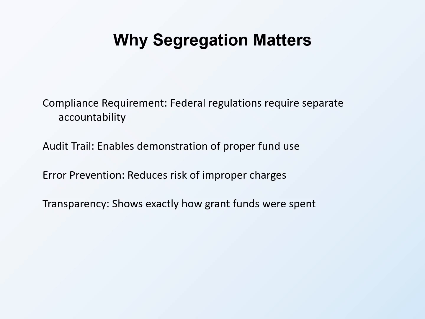Error prevention is a practical benefit of segregation. When grant funds are clearly separated from other resources, staff are less likely to accidentally charge inappropriate costs to the grant. The physical and accounting separation creates natural checkpoints that catch errors before they become compliance problems.